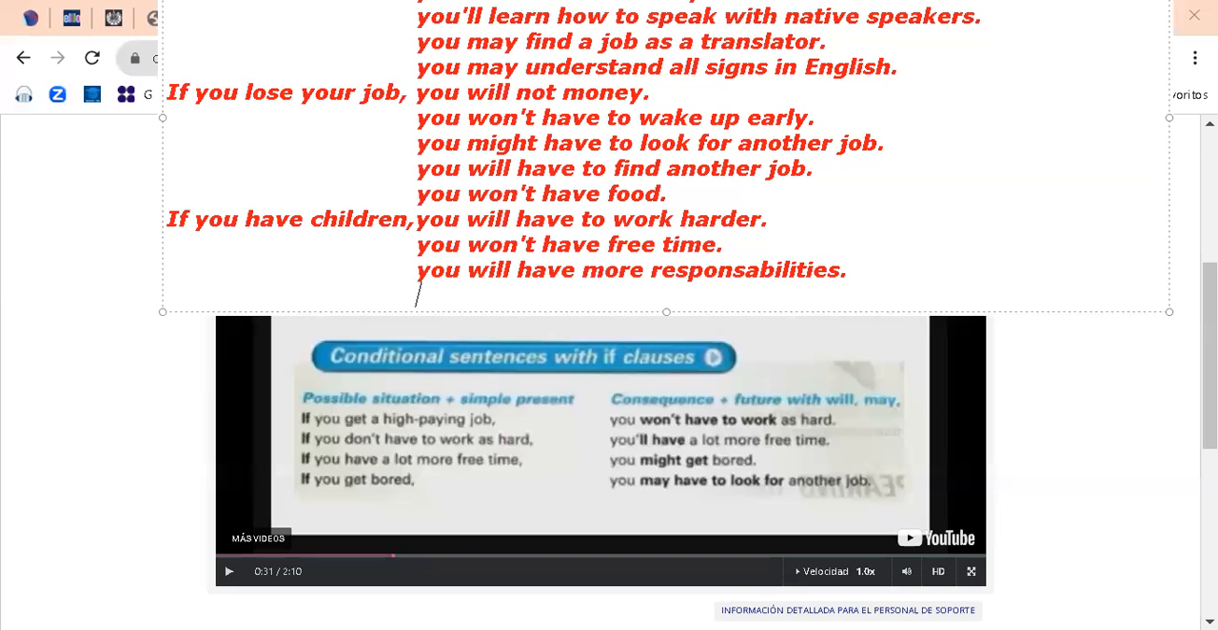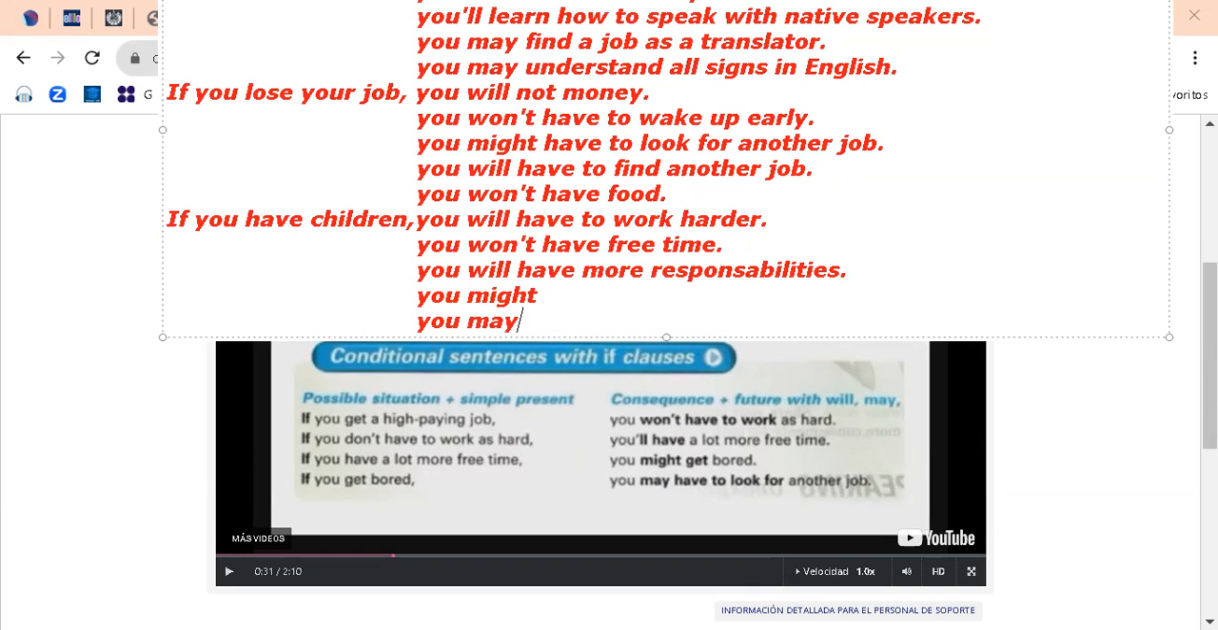Okay, so now let's try to create one using an adverb, a modal. If you have children, you might... So complement that. If you have children, you might, or you may. You might spend your check this month. Remember, they show a percentage of probability. You might spend all your check with them.